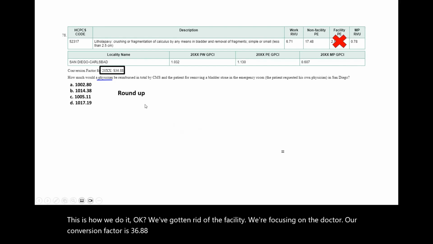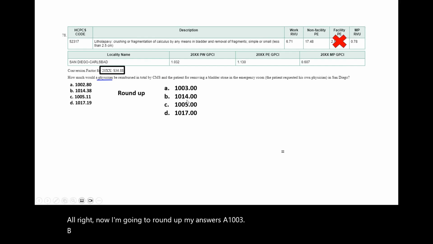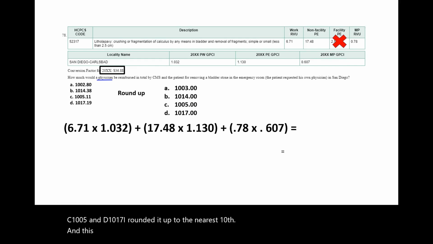36.88. All right, now I'm going to round up my answers. A, 1003, B, 1014, C, 1005, and D, 1017. I rounded it up to the nearest tenth, and this is what I did.